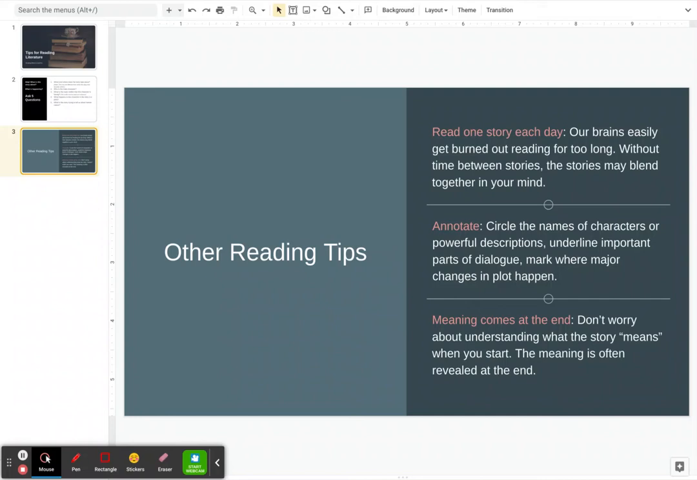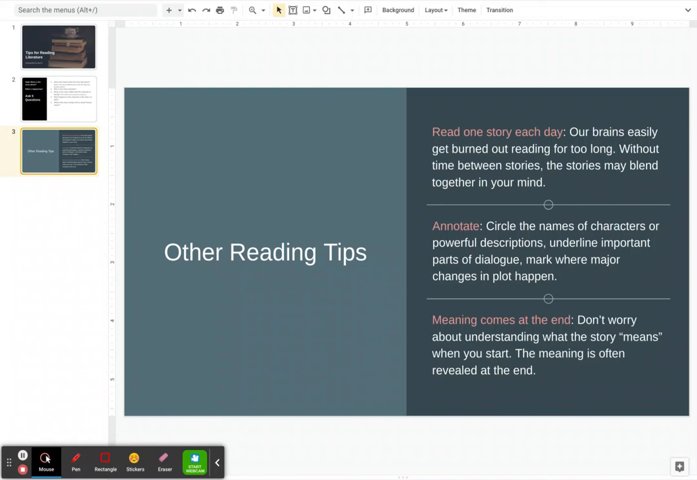Last, realize that meaning comes at the end of the story. So don't worry about understanding right up front what the story is about or what it means. You're not supposed to. Meaning is always revealed at the very end of the story in the resolution, okay? So you have to go through the process of reading the story to understand what it's about.